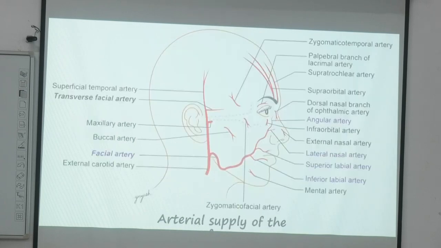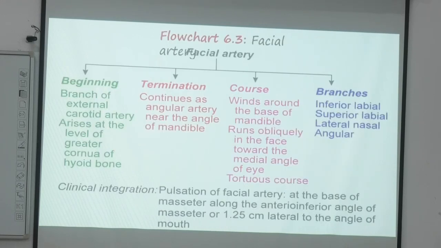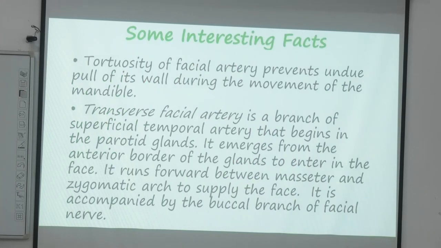Next, this is the facial artery course. Schematic diagram in practice: superior labial, inferior labial, and this is the angular artery. Okay, lateral nasal, all of them branches of the facial artery. Next, so this is the beginning, termination, course, and branches. Next, tortuosity of the artery prevents undue pull on its wall during the movement of the mandible.